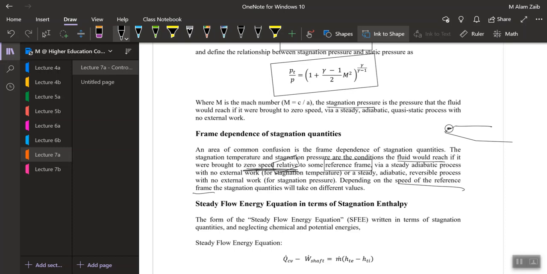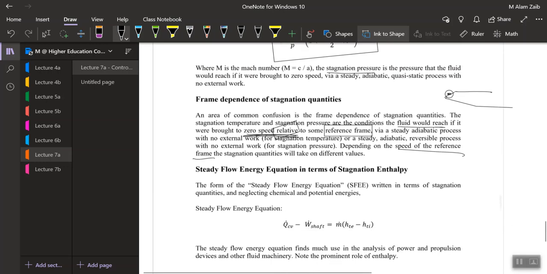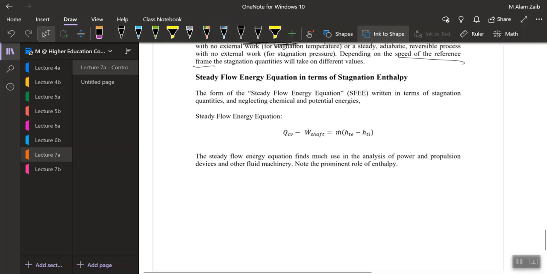Depending on the speed of the reference frame, the stagnation quantity will take different values. If it is moving at a different speed and hitting at a different speed, then obviously we are not talking about the relative zero speed, and we will be talking about different values. For the steady flow energy equation in terms of stagnation enthalpy, we have already derived the equation above in terms of enthalpy, and we might be using it when we look at nozzles or jets examples in the next few courses.